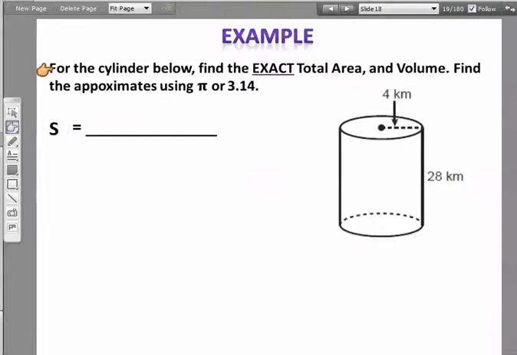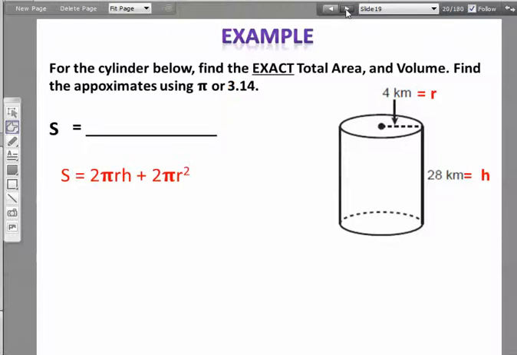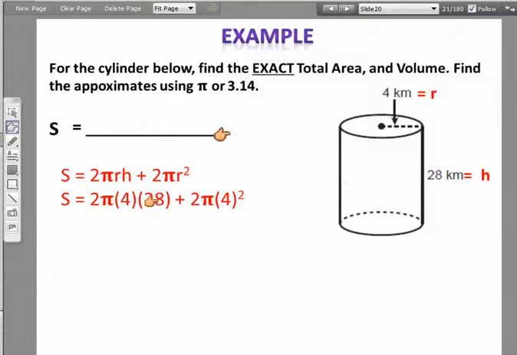Okay, for the cylinder below, find the exact total area and volume. We're not worried about the volume right now. Find the approximates using pi or 3.14. I always use pi. I never use 3.14. So there's my formula. Notice that my radius and my height are given. This is where I start the plug and chug. I plugged in 4 for the radius, plugged in 28 for the height. Notice how I multiplied through everything, but I left pi.